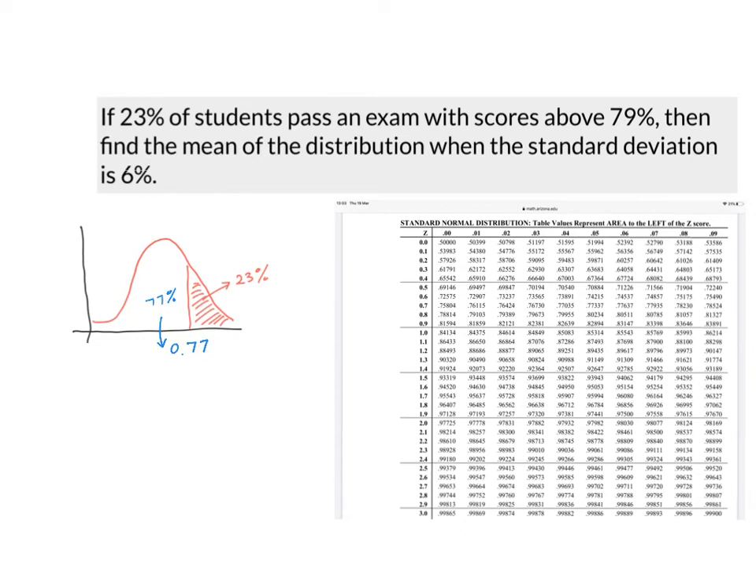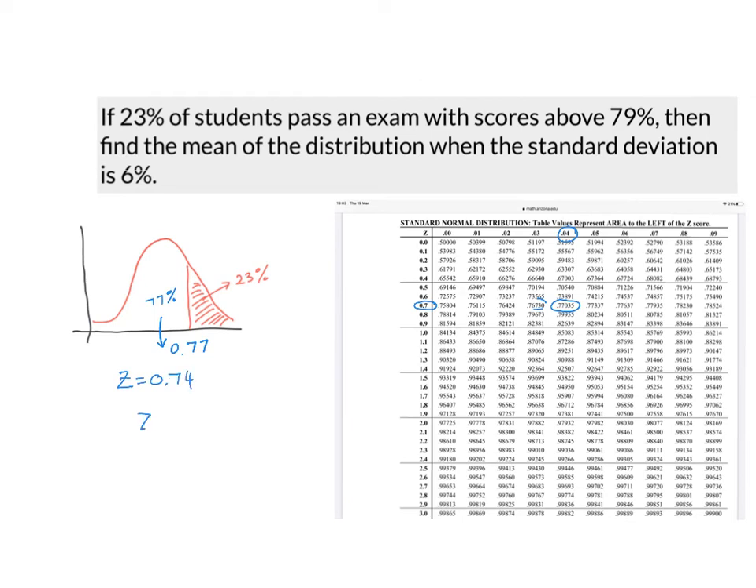So we're going to be looking inside the table for 0.77. And if we get nice and close to this, we get this score here. Yep, that's the one we want, because the one underneath it is 0.7673. So 0.7704 is close to 0.77. That means 0.7 on the left and 0.04. So we know our z-score equals 0.74.